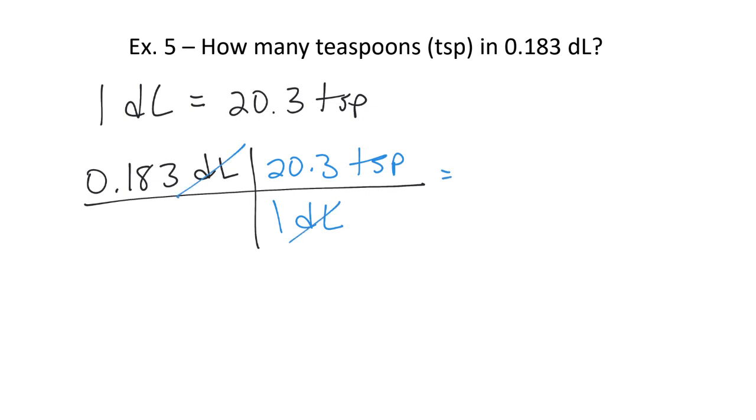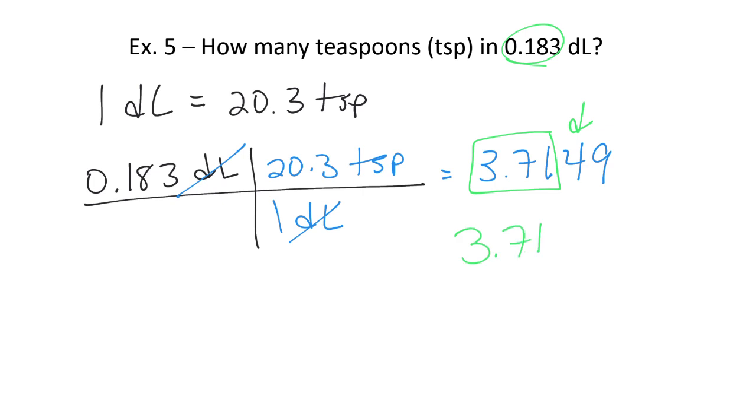And we get, when we do that math, let's see, we get 0.183 times 20.3, and we get 3.7149. But the problem is we need 3 sig figs. So right here. And this tells me what to do. Don't need to round, so we have 3.71 teaspoons. Okay, so for the next one, we're actually going to try a rate.